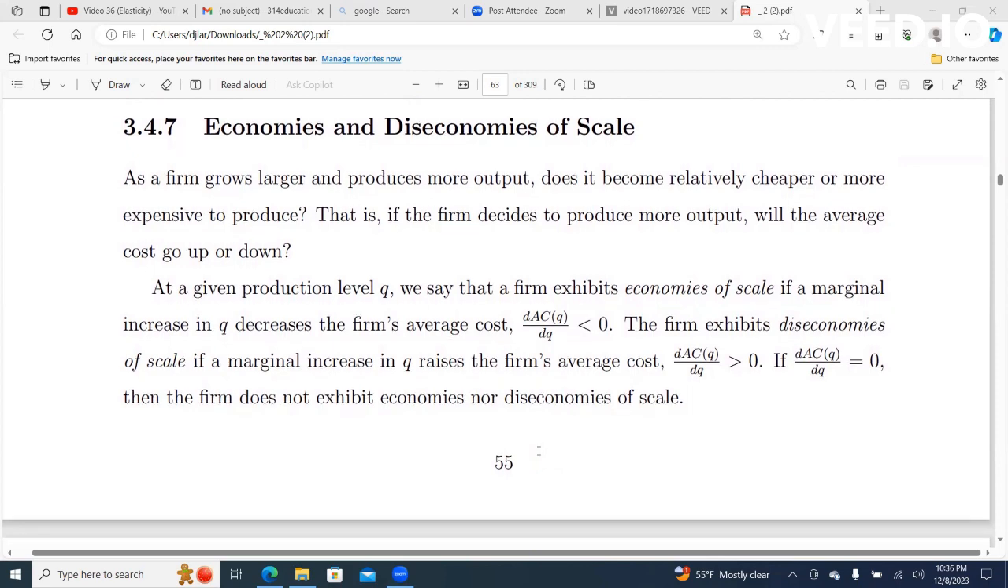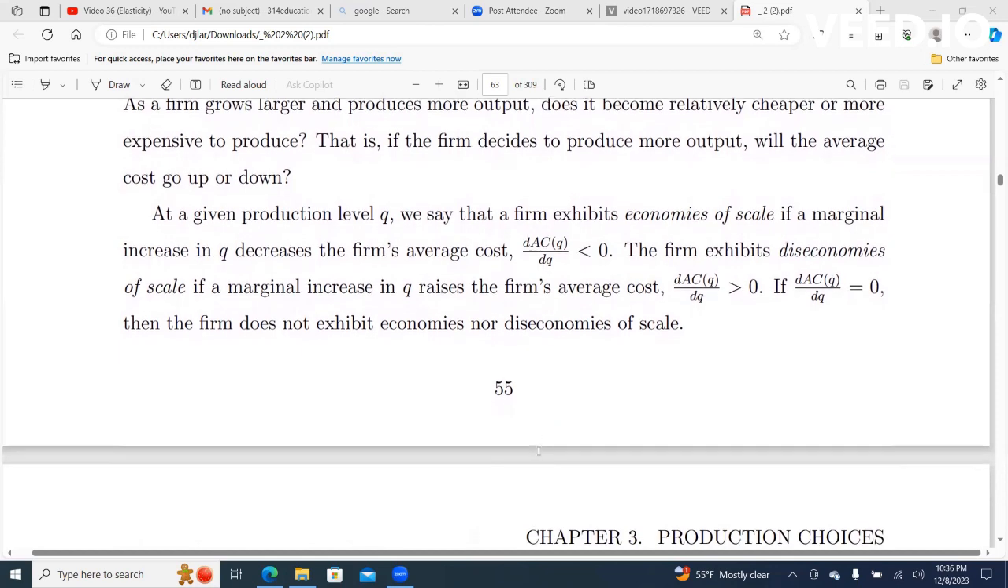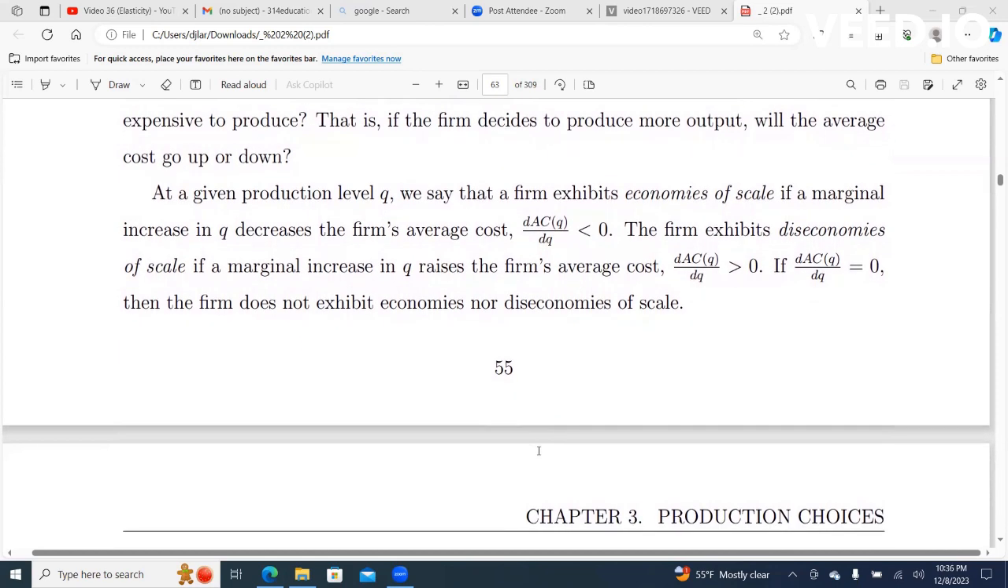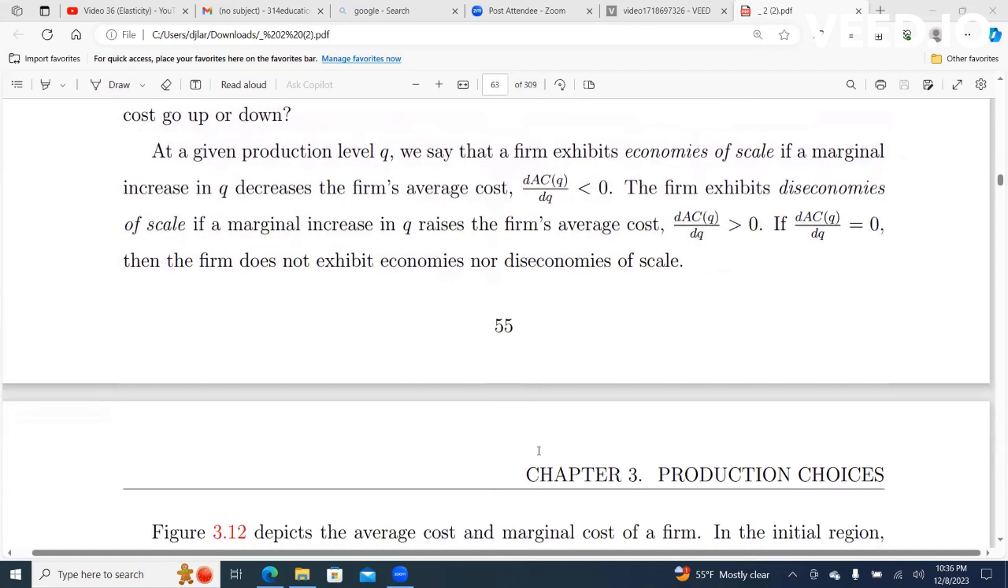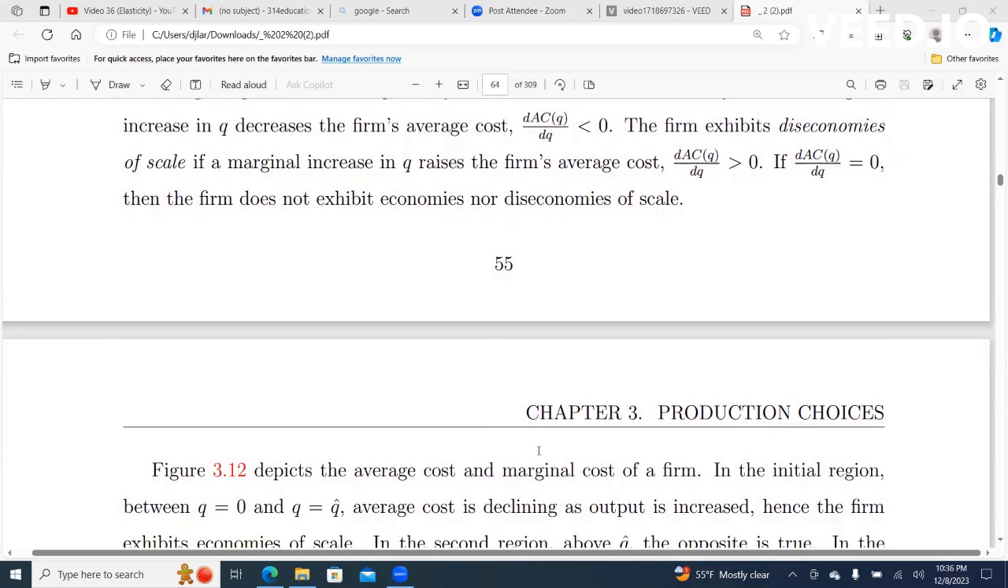As a firm grows larger and produces more output, does it become relatively cheaper or more expensive to produce? That is, if the firm decides to produce more output, will the average cost go up or down? At a given production level Q, we say that the firm exhibits economies of scale if a marginal increase in Q decreases the firm's average cost. The firm exhibits diseconomies of scale if a marginal increase in Q raises the firm's average cost. If the derivative of the average cost equals 0, the firm does not exhibit economies nor diseconomies of scale.